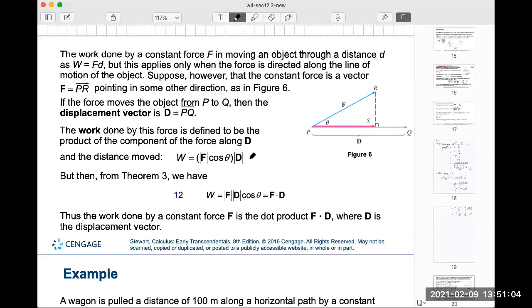We rearrange this term, right? And this is nothing else but the dot product of F and D, where F is the force we applied and D is the direction of movement. Okay. Does it?